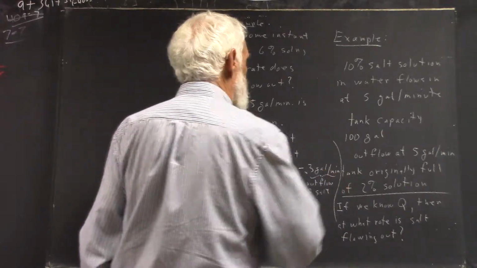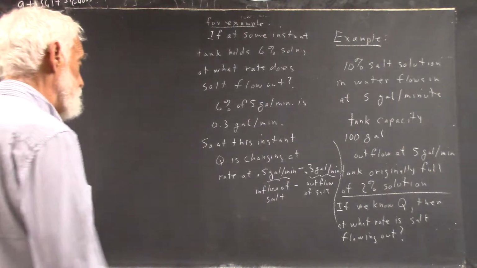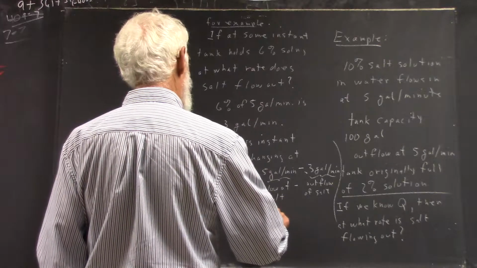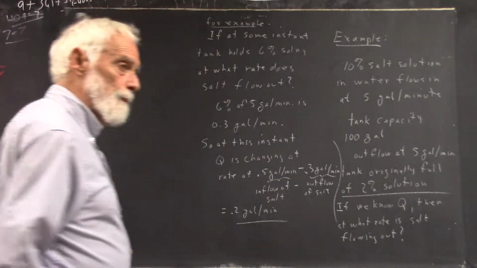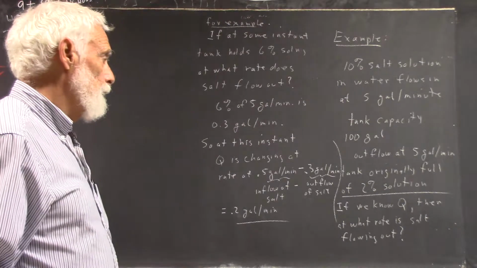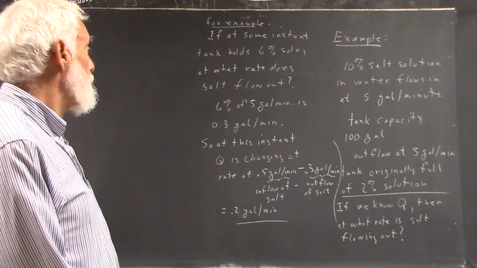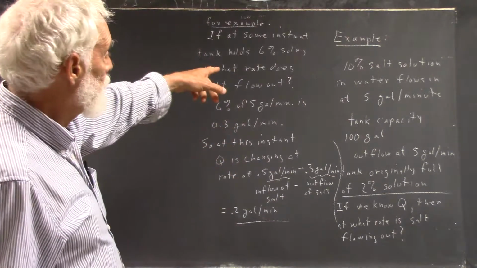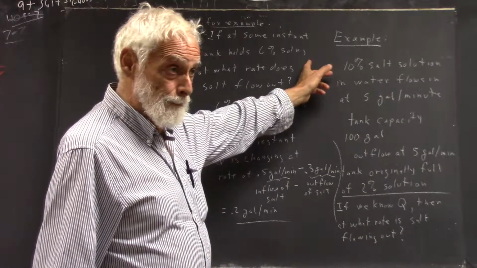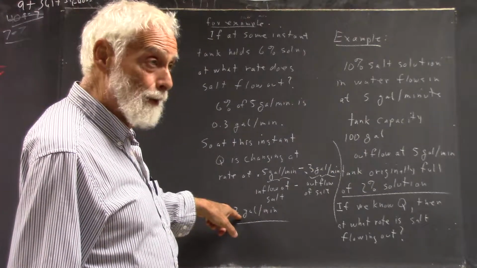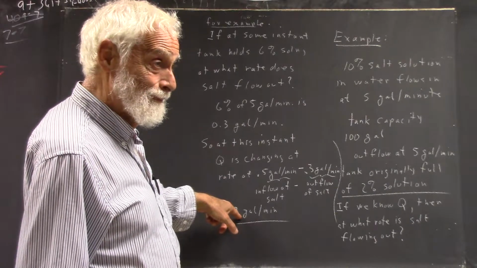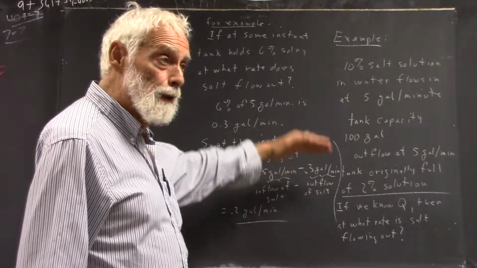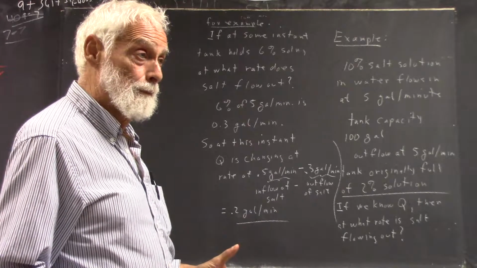It's inflow of salt minus outflow of salt. Okay? So after another minute, how much salt do you think you're going to have? I mean, it's got a 6% solution, it's got 6 gallons of salt, right? If it keeps changing at this rate, in another minute, it's going to have 6.2 gallons. But it won't quite have 6.2 gallons because the outflow rate is going to be increasing as the concentration increases.